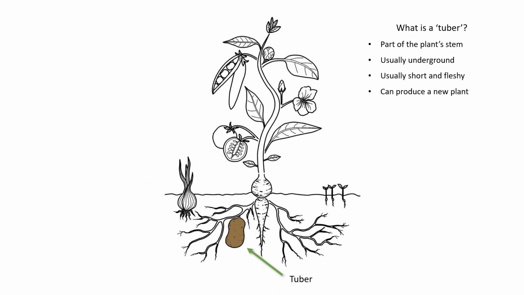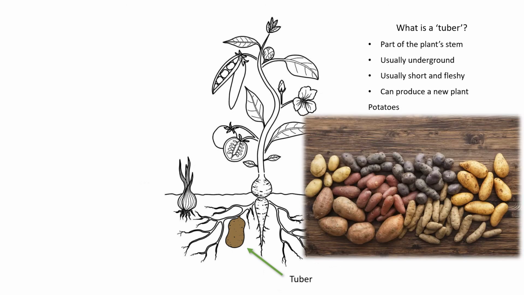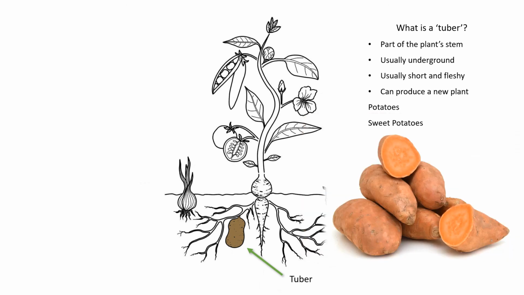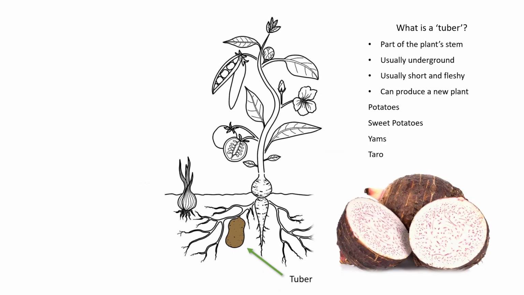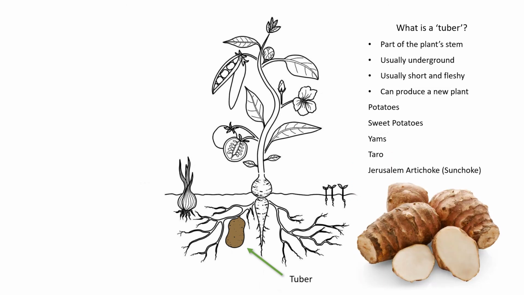The tuber, by definition, should be able to create a new plant. So if you take a slice of potato, as long as it's got an eye in it, you can put it in the ground and it'll grow a new potato plant. Potatoes are an example of tubers. Sweet potato, an example. Yam, taro, and an indigenous North American plant, Jerusalem artichoke or sunchoke. These are all examples of tubers.